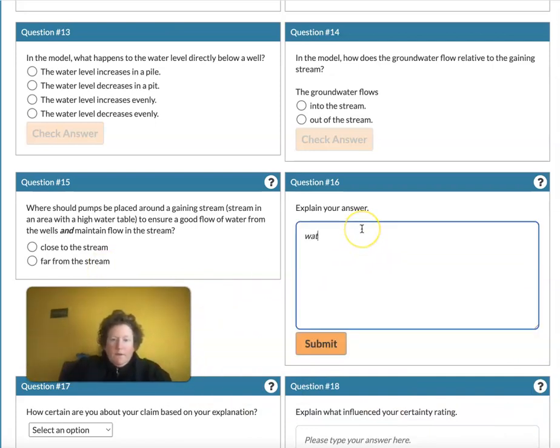And in your answer, you should include the words water table and higher or lower and well and gaining stream. How is a gaining stream going to behave if the water table is lower than the stream? Is it going to turn into a different kind of stream?